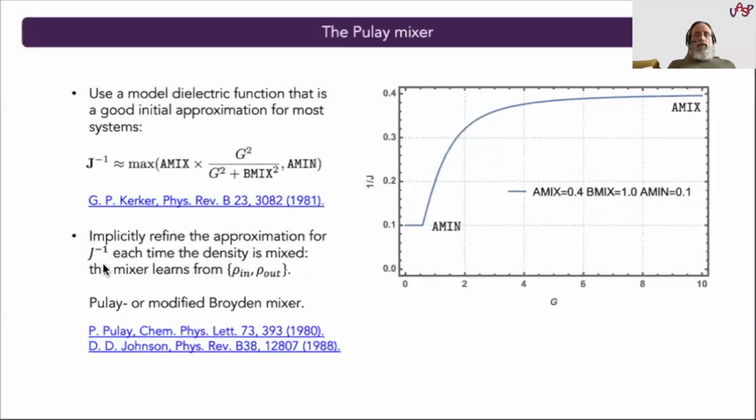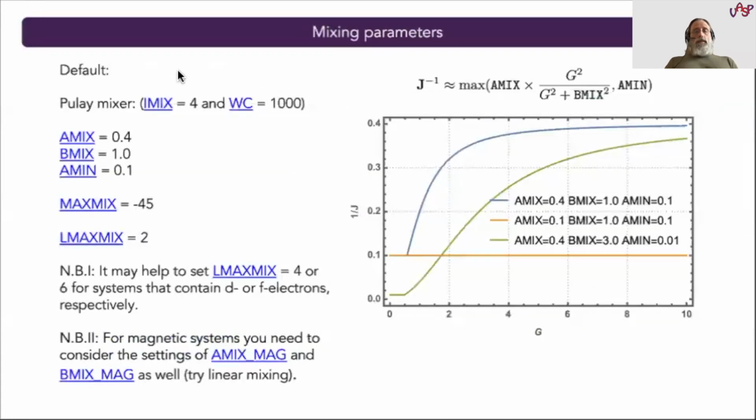So it learns, if you so want, the dielectric function from the history of the combinations of rho out and rho in that it sees. So as it mixes, it approximates this function ever more finely. If you're interested in this, the literature on the Pulay and modified Broyden mixer is denoted here as well. The defaults for this Kerker-like function are given here.